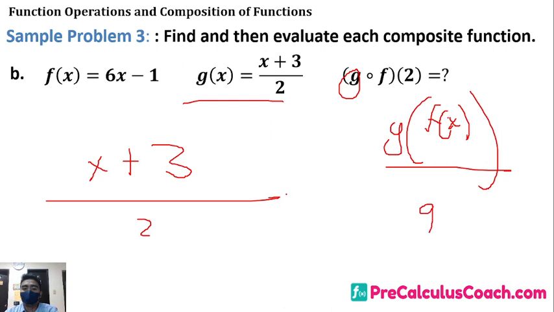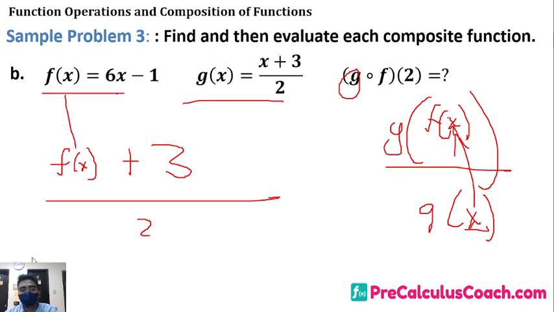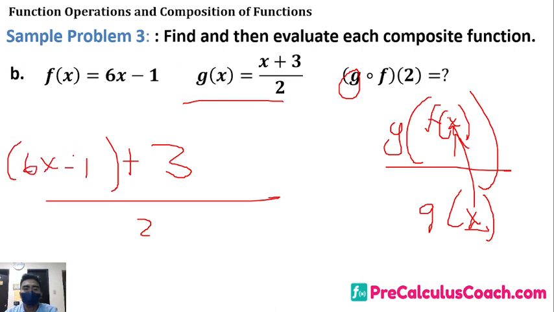Knowing that instead of having x in g of x, you replace it with f of x, correct? Now, what's the value of your f of x? That is 6x minus 1, correct? So in that case, we substitute 6x minus 1. Can we just simply add? You will not distribute here, because it has an operation already. So we could simply add these terms, negative 1 plus 3. The answer is positive 2, correct.